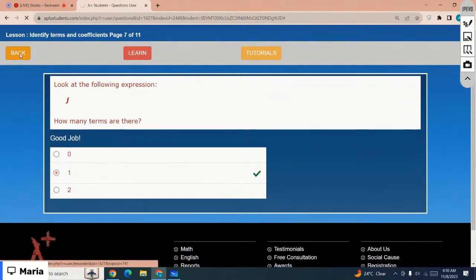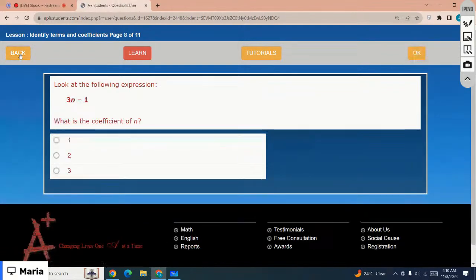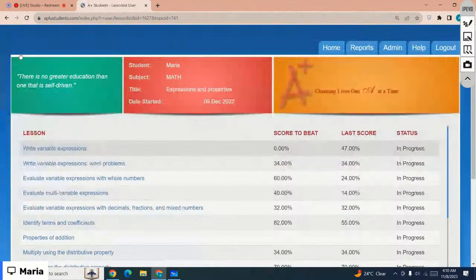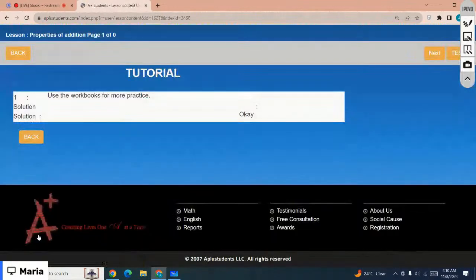Let's just start with the next lesson. The next lesson is properties of addition. We're going to learn the properties of addition. So use the workbook for more practice. Okay, let's just start with the next one.